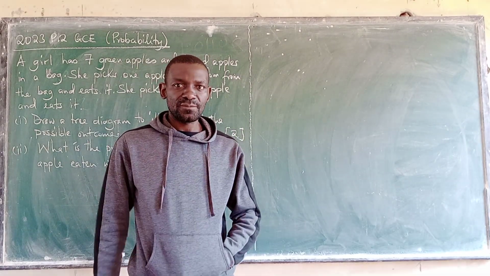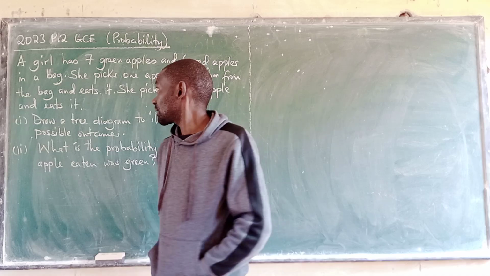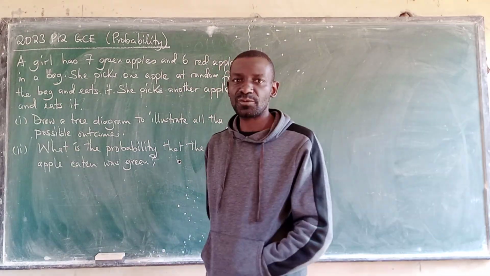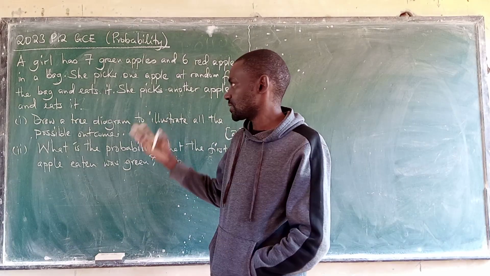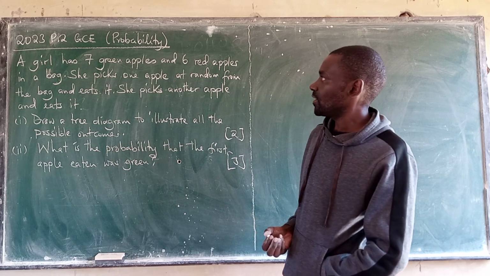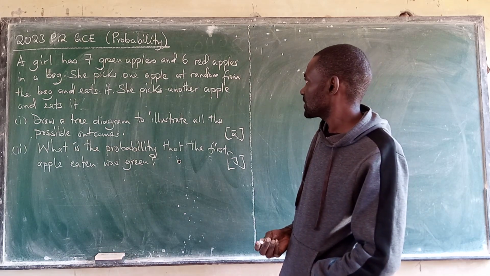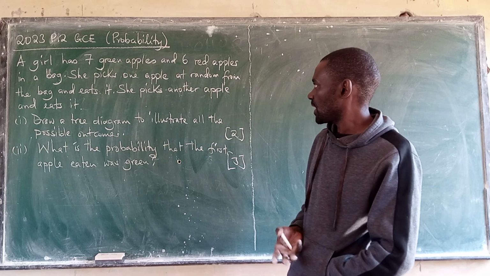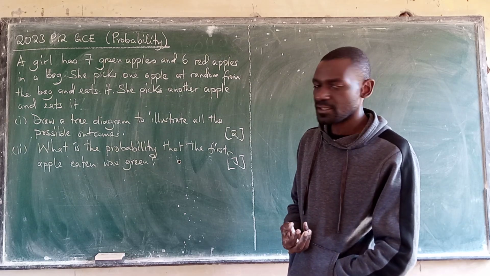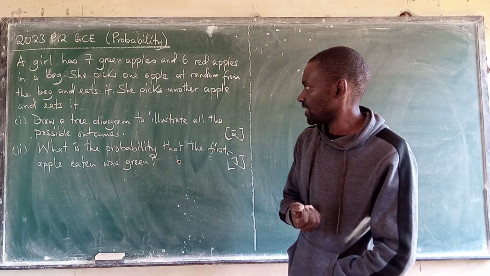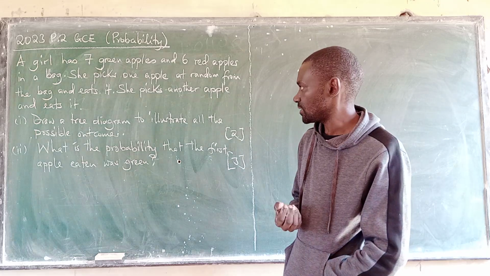We look at a question from the GCE paper 2023, paper 2, on probability. So this is the question that came, and it reads: a girl has 7 green apples and 6 red apples in a bag. She picks one apple at random from the bag and eats it. She then picks another apple and eats it.